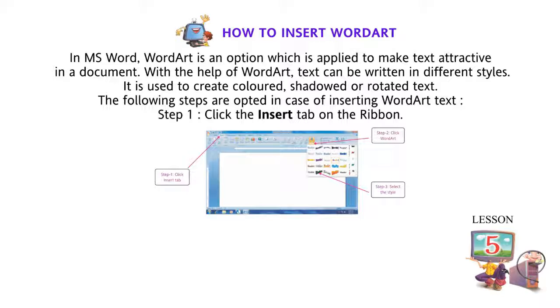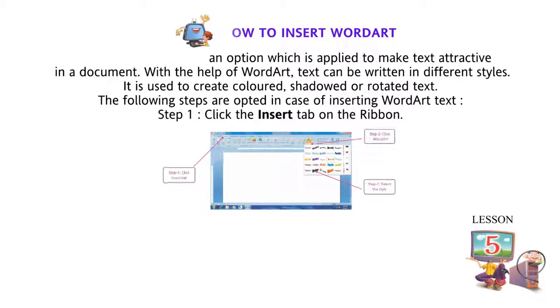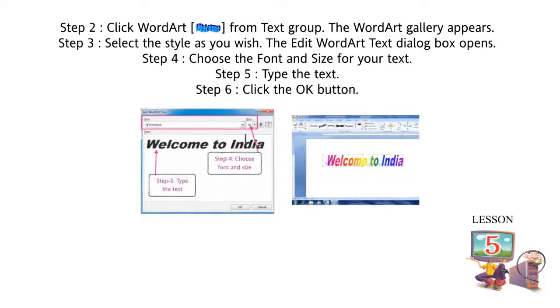Step 1. Click the Insert tab on the ribbon. Step 2. Click Word Art from the text group. The Word Art gallery appears. Step 3. Select the style as you wish.